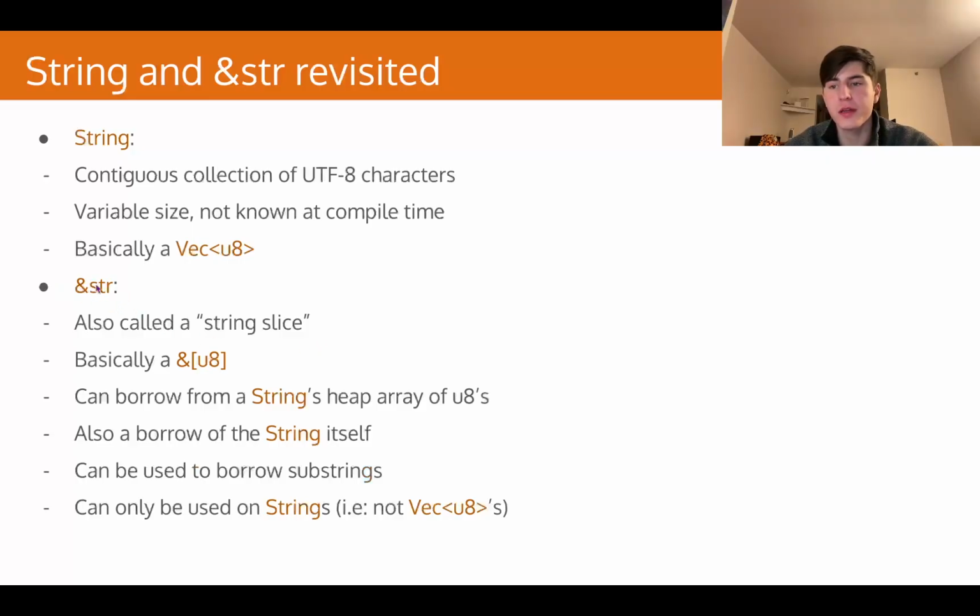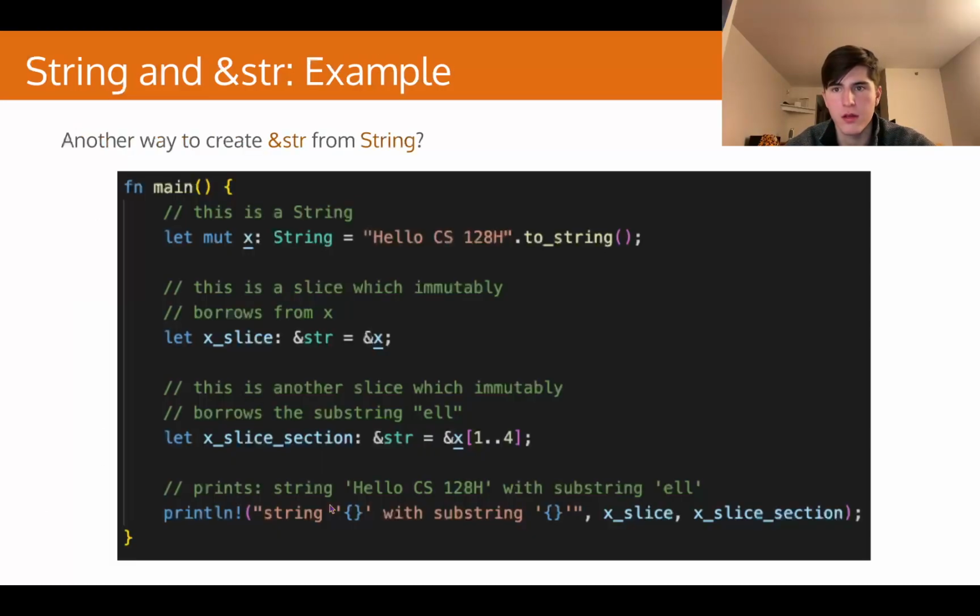And this can be used to borrow substrings of big strings here. But this type &str cannot be used on a vector of characters, even though it's pretty much the same thing. It's just a manager class for it, essentially. So here's an example. Here you have a string where it's "hello CS128".to_string(). Here you go and borrow the entire length of this string, so it returns a string slice, an immutable borrow of the entire string.